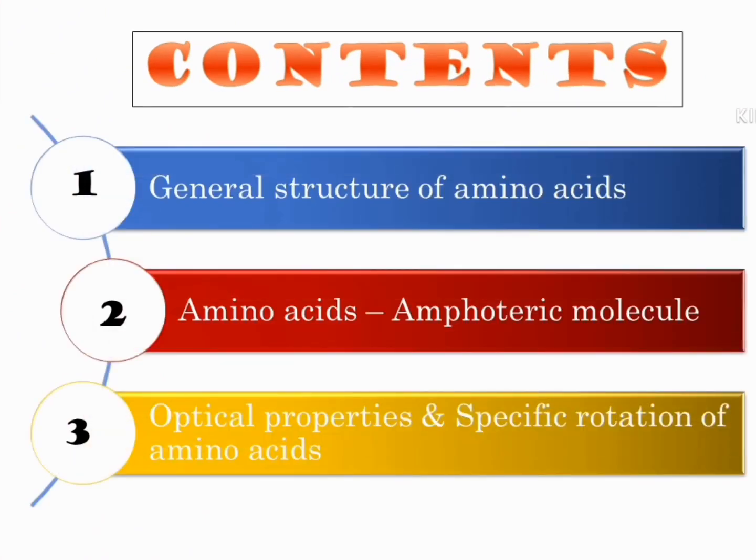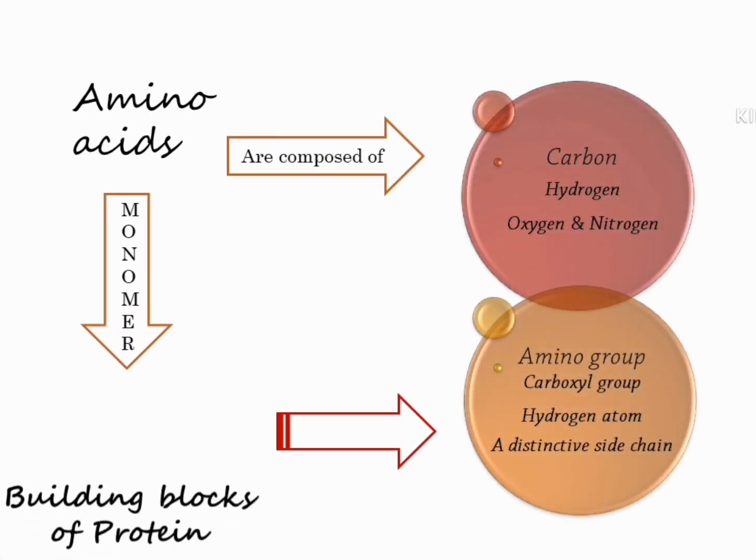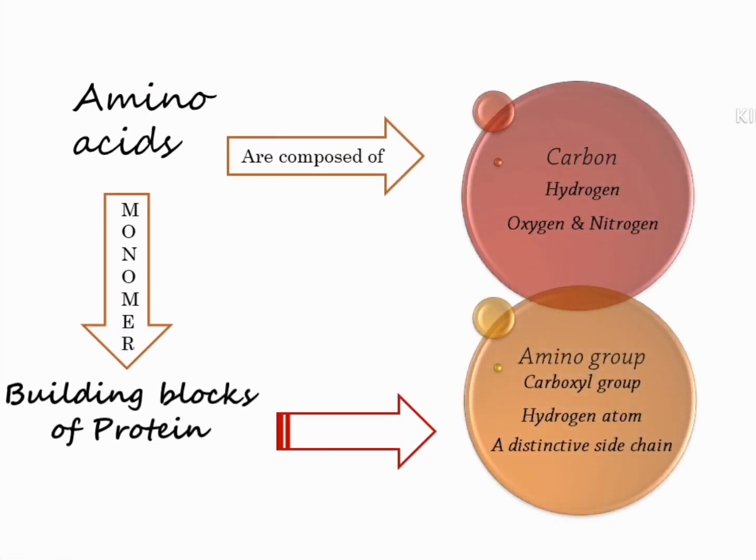Contents of today's video: general structure of amino acids, amino acids as amphoteric molecules, optical properties and specific rotation of amino acids. Amino acids are compounds containing carbon, hydrogen, oxygen and nitrogen.